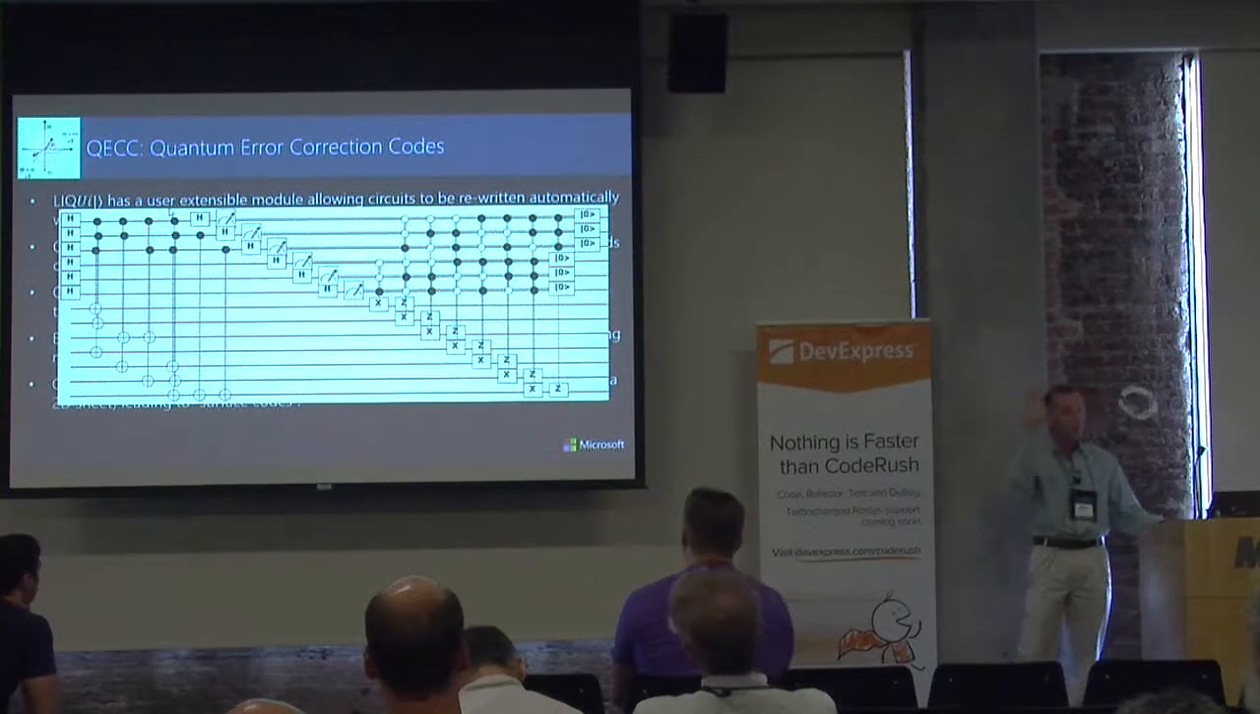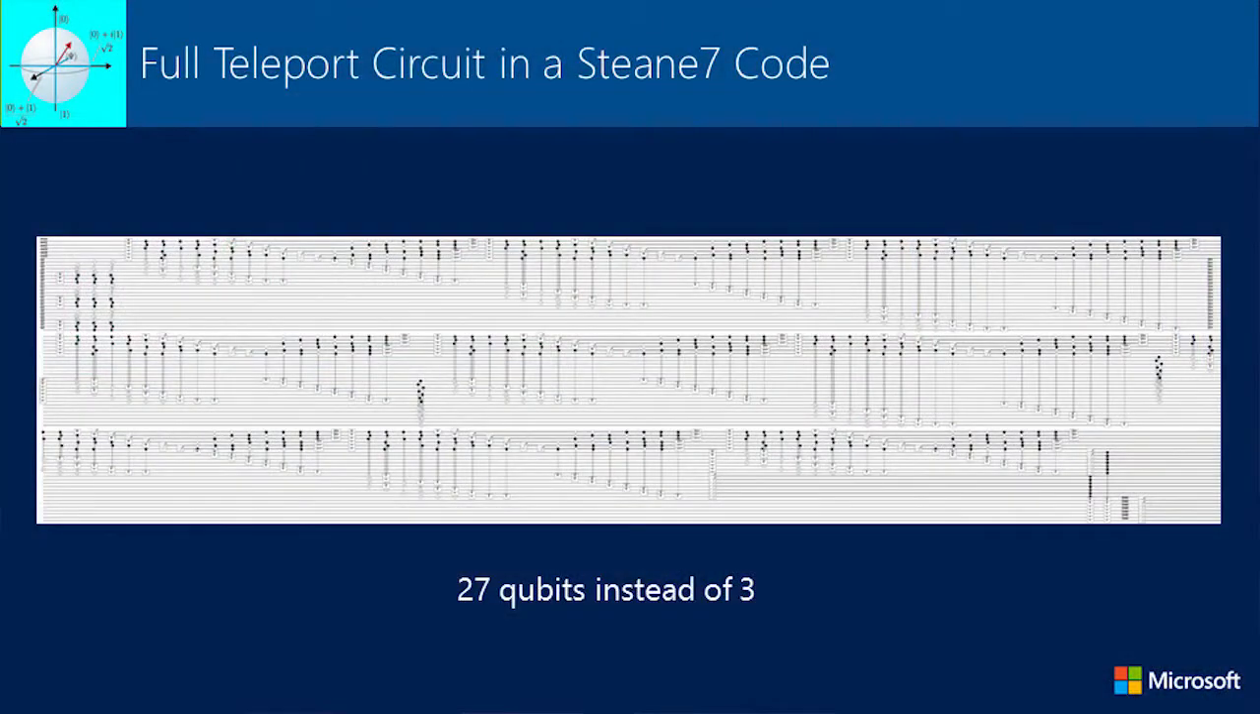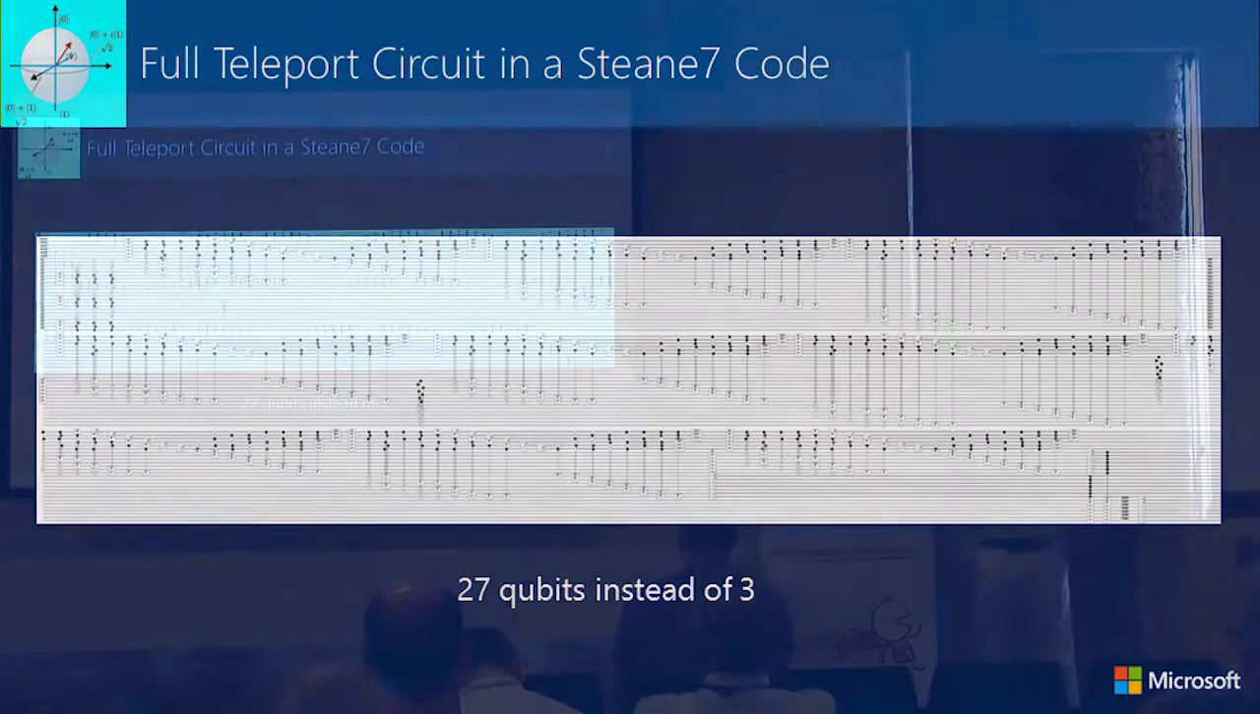So remember our little teleport circuit, a hello world? This is what it looks like when I apply the Steane 7 code. We went to 27 qubits instead of 3, and it started getting very, very dense. And this is only a 7-to-1 blow up. In some of the codes I'm talking about, it's 1,000-to-1 blow up typically needed.